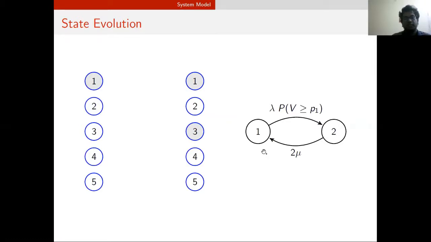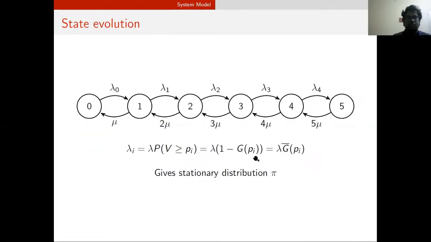So this is a compact representation of the state transition. You are in state 1, you move to state 2 at the rate lambda times the probability that the value exceeds the price in this state. Similarly, you move from state 2 to state 1 at rate 2 mu. So overall, the state transition for a 5-server system can be represented like this. These lambda i's are just compact notations for lambda times the probability value exceeding the price in that state.